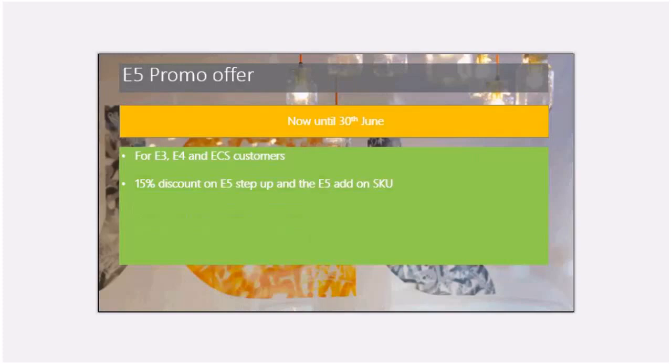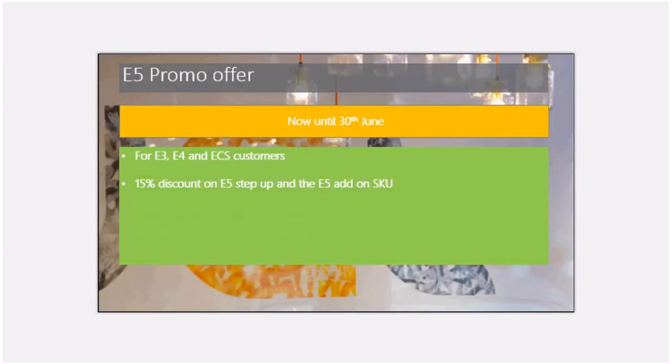So it's basically those customers stepping up to E5 as well, and they're providing a 15% discount on that step up. I would also suggest that if you are considering E5, it's probably worth having a conversation with Microsoft to see if there's anything more they could do against the licensing pricing, because I think they're particularly keen on this at this time of year.